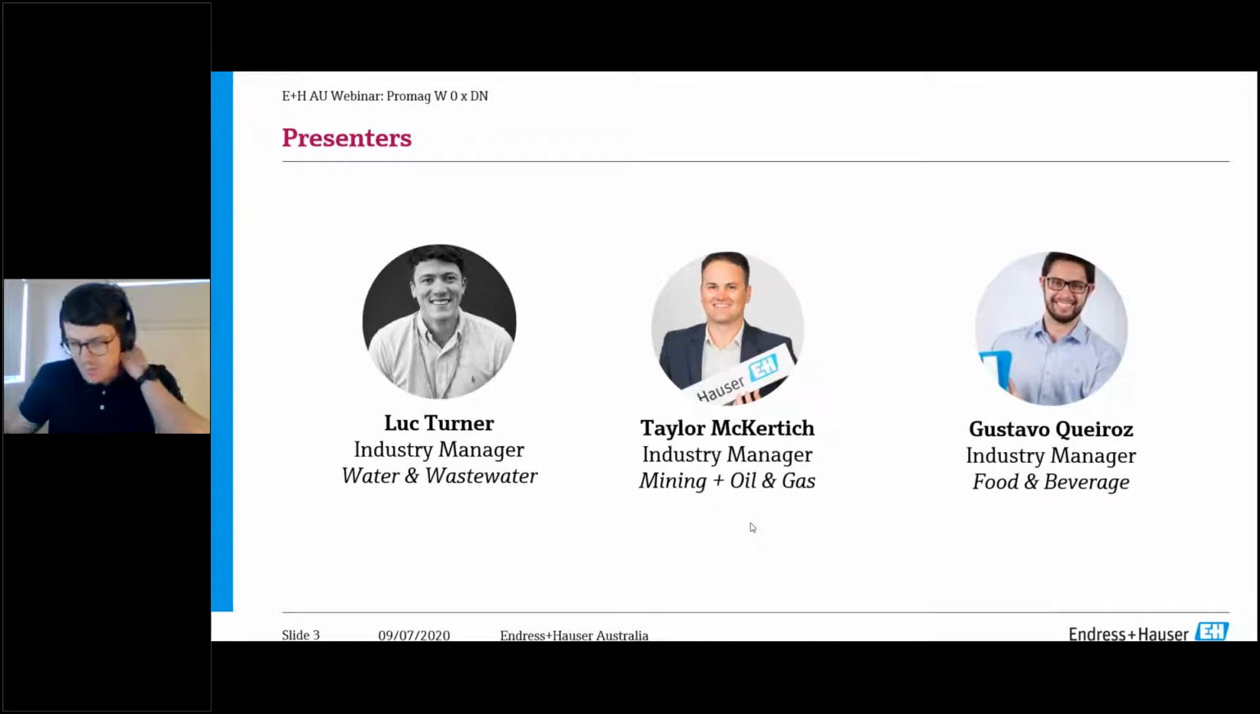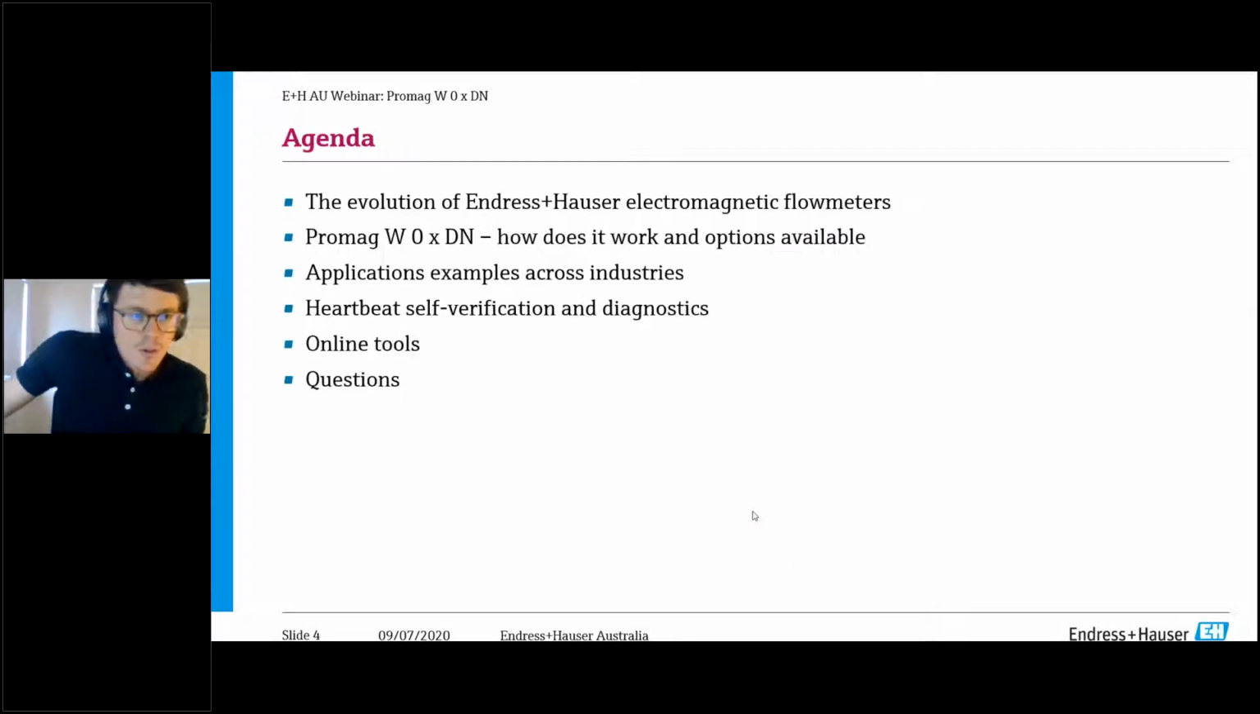So let's get over to the agenda. At the start, I'm just going to give you a very brief introduction of the evolution of Endress+Hauser electromagnetic flow meters, way back when we started producing them in '77 to where we are today with the 0DN. Then we're going to look in depth at the 0DN, how does it work, options available. Then we'll go into application examples across various industries where we'll see Taylor and Gustavo again. Then we have a few slides on heartbeat, self-verification and diagnostics. Then I'll introduce you to some online tools that are available, and then we'll have some time at the end for questions.